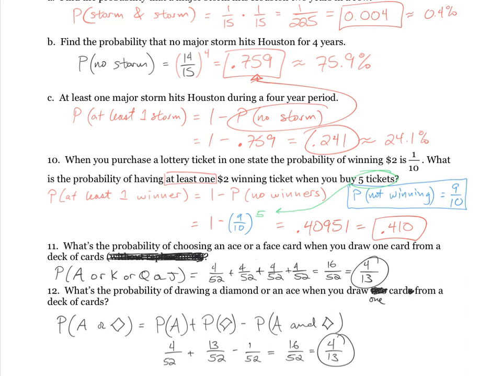So we've got 4 aces in the deck. We've got 13 diamonds in the deck. We take one of them away because the ace is counted here, the ace of diamonds, and the ace of diamonds is counted here. So we take it away. 4 plus 13 is 17, minus 1 is 16 over 52, just like up here, and it reduces to the same answer. This concludes the lesson for 7B in contemporary math. Good luck.